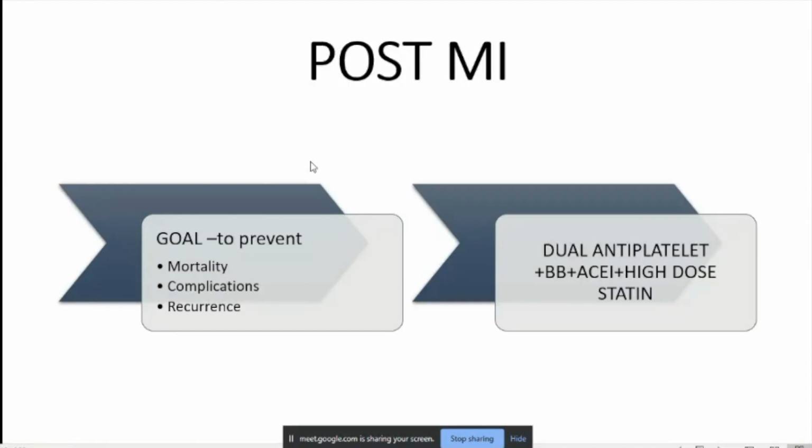Okay. So again, why is it really important to do this? It seems that statins and ACE inhibitors have a very good role in preventing mortality. So that is the reason we are starting them. We know that the patient is already on beta blockers and dual antiplatelet, and the additions are ACE inhibitors and high-dose statin.